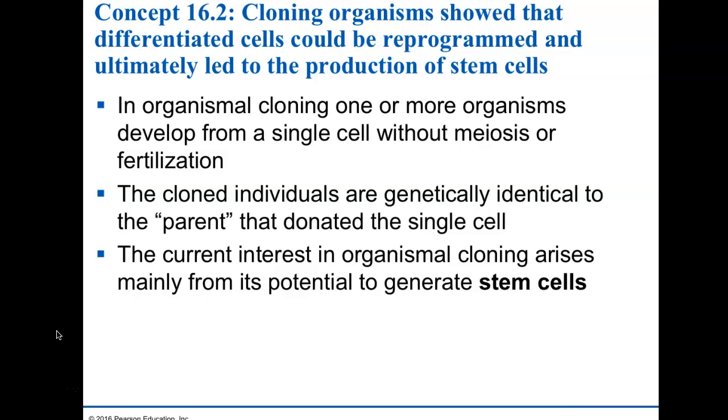And so I want to start with cloning. In organismal cloning, one or more organisms develops from a single cell without meiosis or fertilization, so without the usual reproductive procedure. The cloned individuals are genetically identical to the parent that donated the single cell. So the clone's DNA, the base sequences of DNA, are identical. And cloning is of interest because of its potential to generate stem cells. And stem cells, remember, are cells that are undifferentiated, that have no job, that can be manipulated to form certain types of tissues or certain organs.